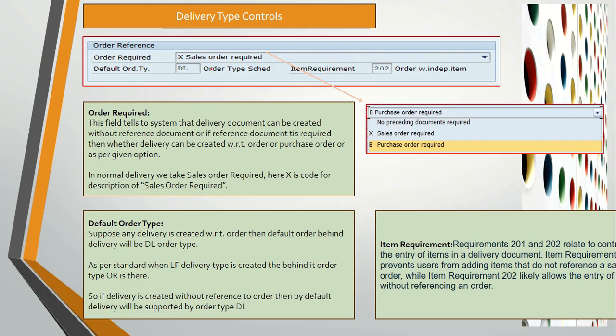which is default order type. When is this control used? Let me take one example of the STO process. The STO process starts from a purchase order, right? Then from the purchase order the delivery gets created, then after delivery the invoice gets created.